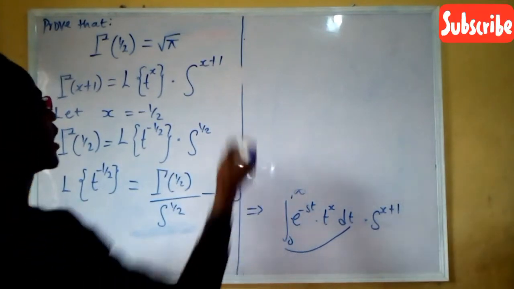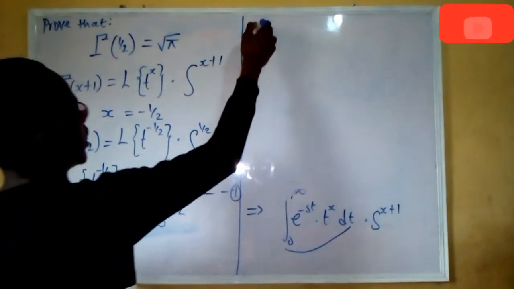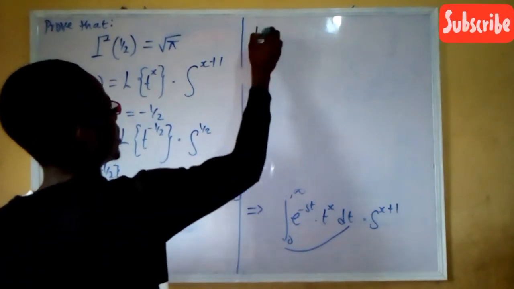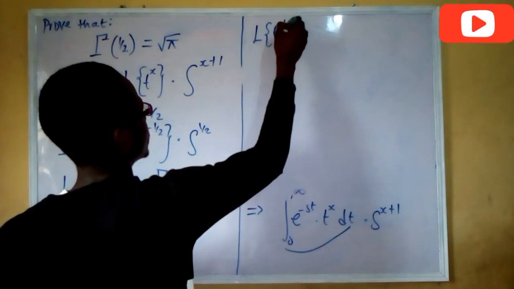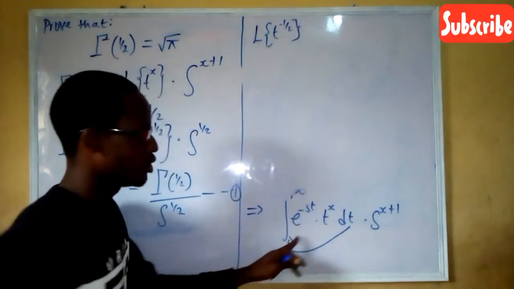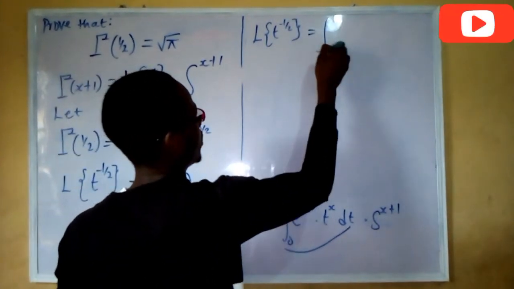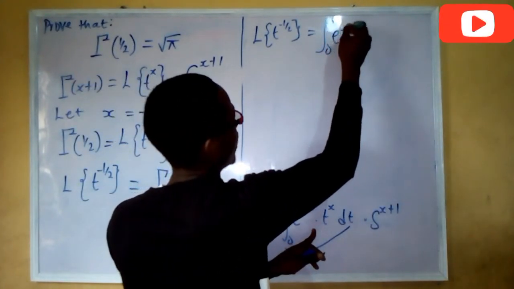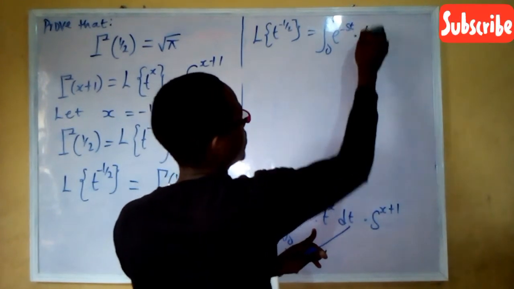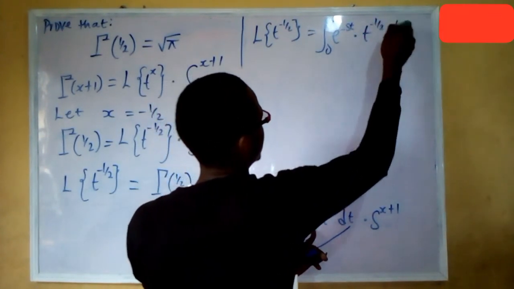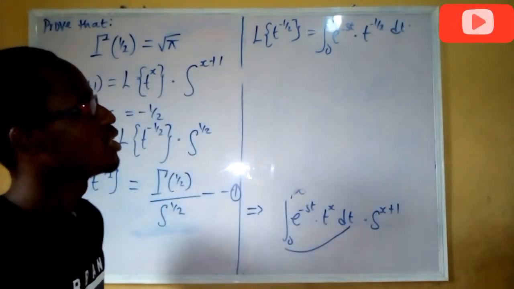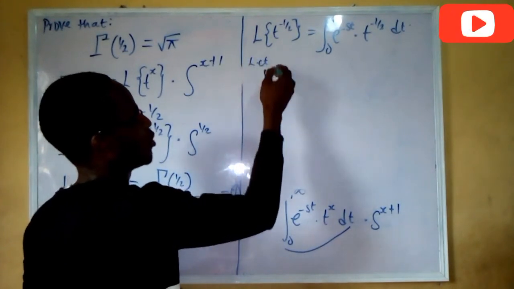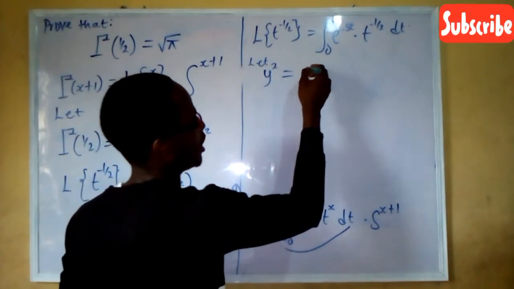So let's go. I have the Laplace transform. So let's take it this way. The Laplace transform of t raised to the power minus half would now be equal to the integral from 0 to infinity of e raised to the power minus st times t raised to the power minus half dt. Yeah, we have this. So the next line of action is to say let y squared equal st.